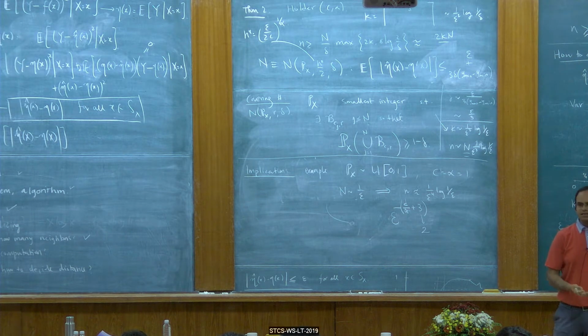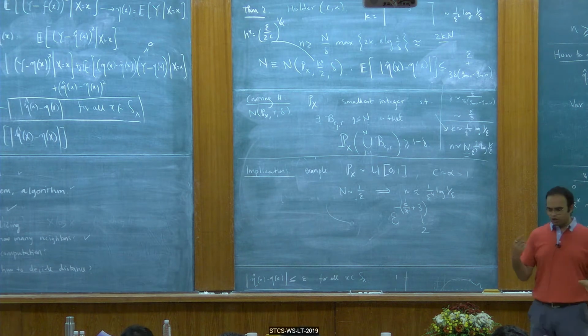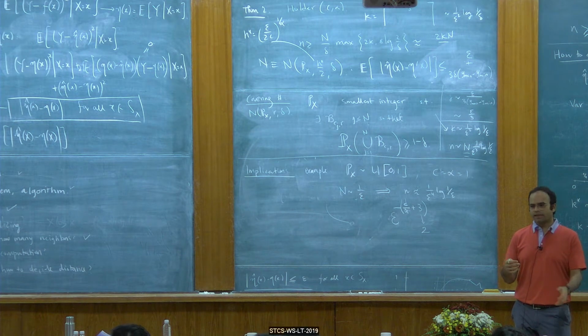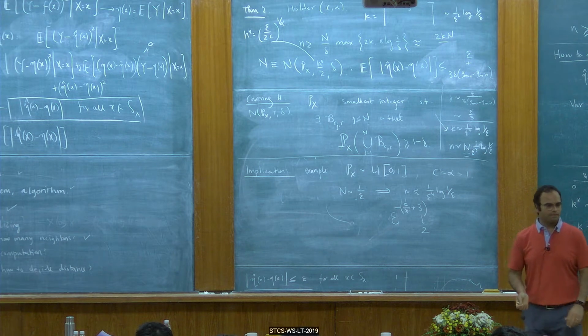So maybe I need to build some kind of index cleverly, so that when a new point comes in, I can quickly find out which are my K neighbors, and then based on that, I can decide what to do.